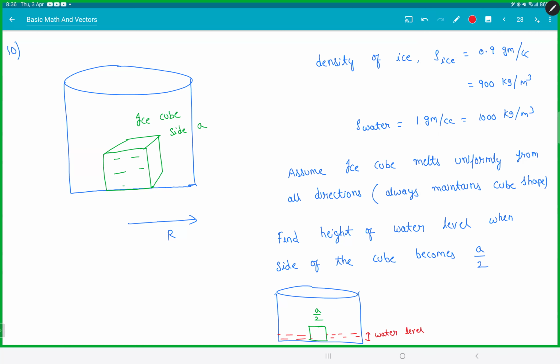Is it making sense? So when the ice melts, it becomes water. All the water will be there. So what is the height of the water level? The answer comes in terms of R and A. I can give you values like R is 10 meters and A is 2 meters, but let's do it in variables. Easy one, it is just based on volumes.